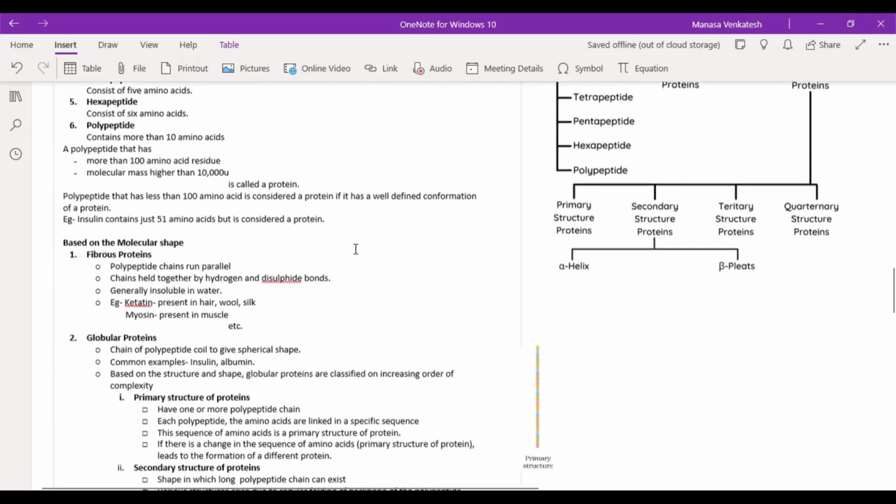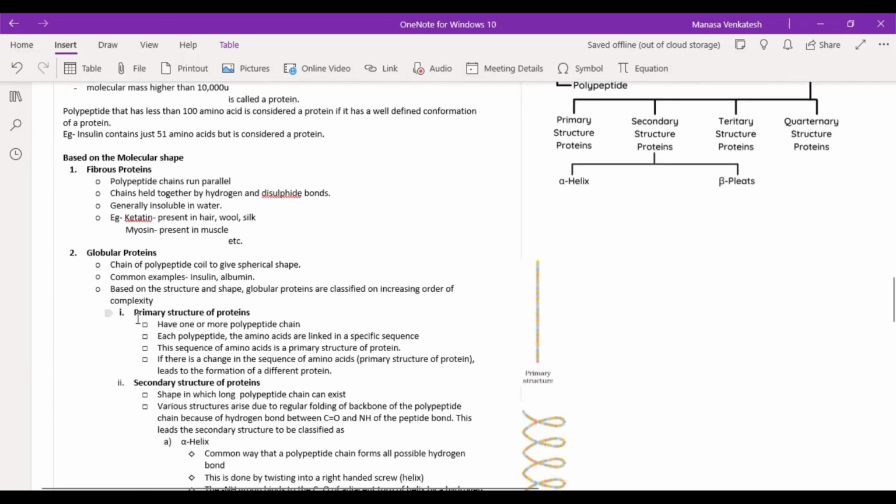Insulin is the one which maintains the blood sugar levels in our body. Based on the molecular shape, we have two types of proteins: fibrous and globular. Fibrous, as the name suggests, think about fibers, like the straight lines in baby corn, or your hair.